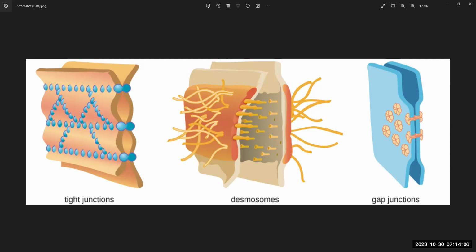Now, coming to the first and most important physical barrier, which also is the largest organ in the human body, that is the skin.